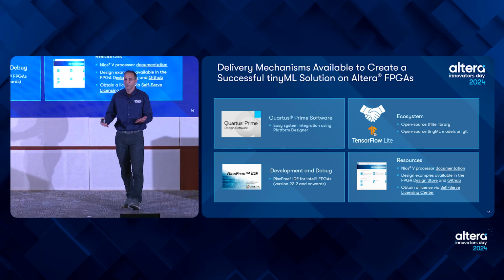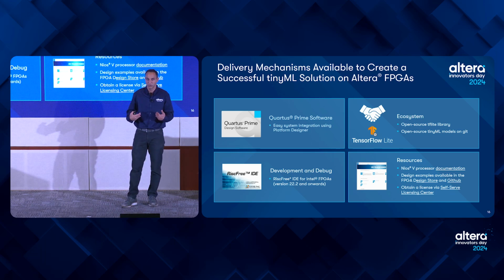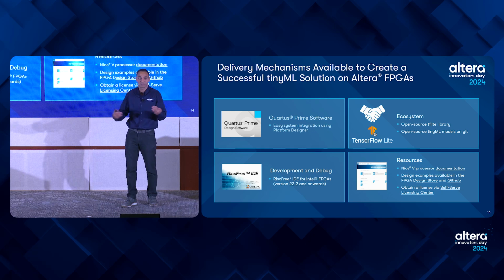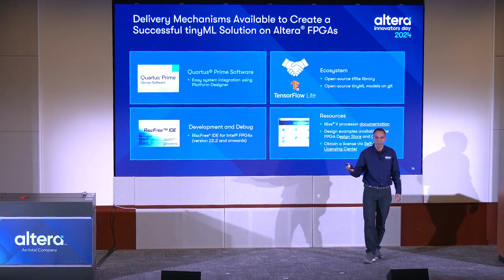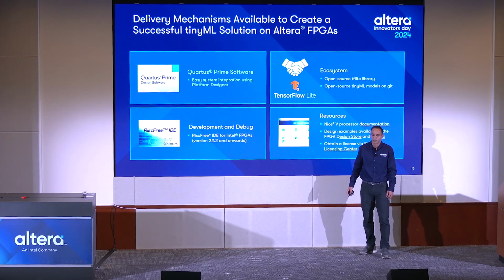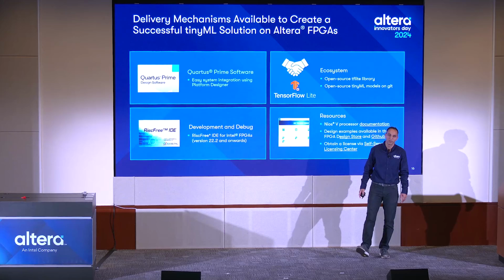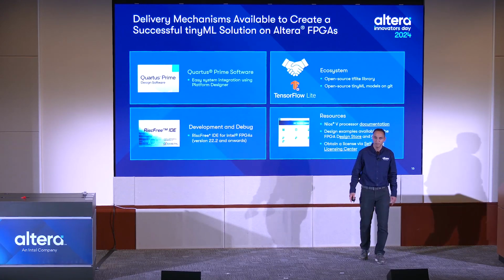And then if you're working with the Nios 5, that is a licensed IP core that you get from us at Altera. It's a free IP core, so we have a self-serve licensing center where you can go check out for yourself a free license to use that IP core. And there's a bunch of example designs available for that, both on the Altera FPGA Design Store and on GitHub.